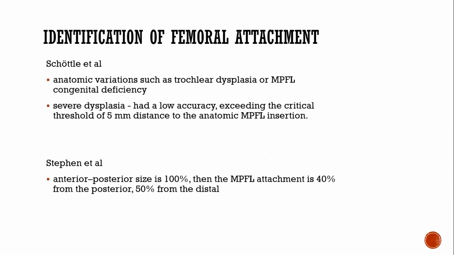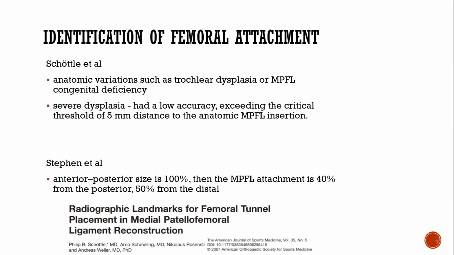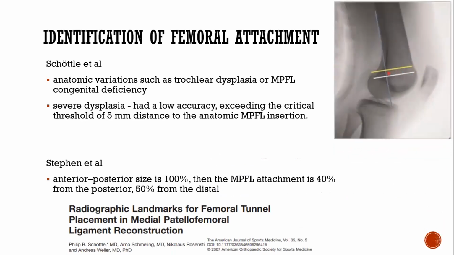The first thing is identification of the femoral attachment. Schottle described the radiological landmark, which is just anterior to the posterior cortex of the femur, tangential along the posterior cortex of the femur, and around 2 mm distal to the posterior condyle of the femur, and above the most posterior point of the Blumensaat's line.